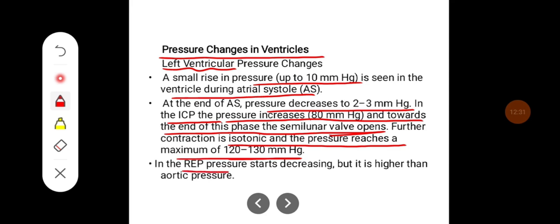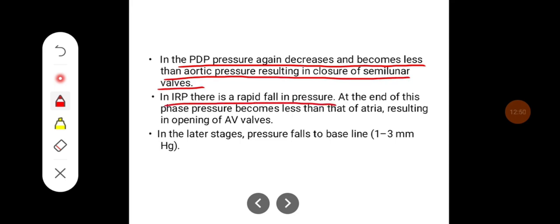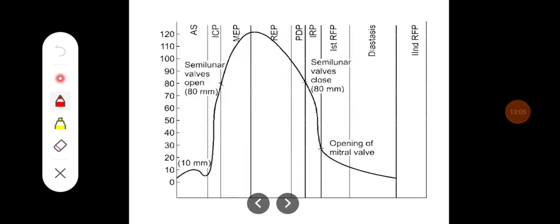In the rapid ejection phase, pressure starts decreasing, but it is higher than the aortic pressure. In the protodiastole, pressure again decreases and it becomes less than aortic pressure, resulting in closure of semilunar valves. In isovolumetric relaxation period, there is a rapid fall in the pressure. At the end of this phase, pressure becomes less than that of atria, resulting in opening of AV valves. In later stages, pressure falls to base, that is around 1 to 3 millimeters of Hg.